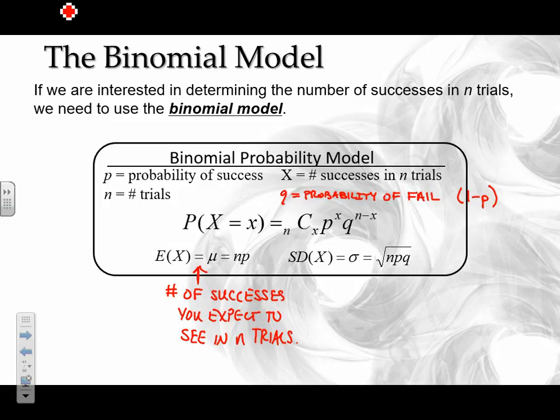Now, standard deviation is the same as it's always been. So we know how many we expect to see from our mean, or our expected value. The standard deviation is going to tell us the typical distance we are away from that mean. So I expect to see 7 heads out of this scenario with a standard deviation of 1.2. So typically I'll be about 1.2 away from my number of successes. Okay? So standard deviation means the same as it's always been, the typical distance from the mean.